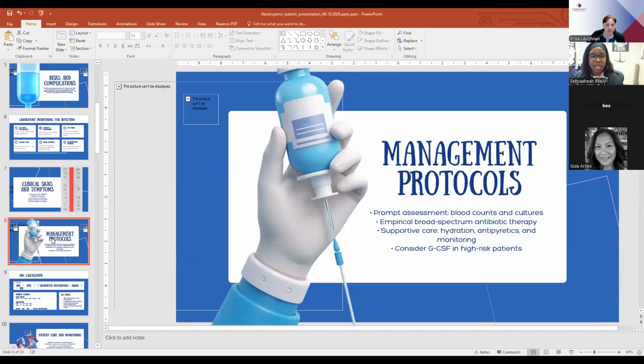And then we're looking at the management protocols. So we want to make sure that we are emphasizing prompt assessments, looking at the blood counts, the cultures, and any broad-spectrum antibiotic therapies that might be ordered for this patient, supportive care, hydration, antipyretics, and considering G-CSF in high-risk patients.